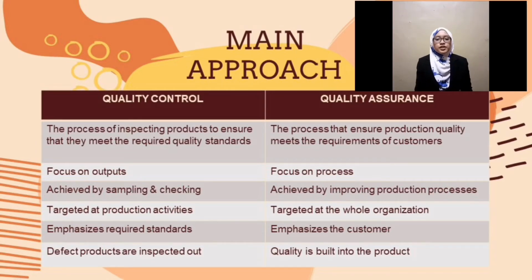While quality assurance is the process that ensures production quality meets the requirements of the customer. Quality assurance focuses on the process. It is achieved by improving the production process. It targets the whole organization and it emphasizes the customer. Quality is built into the product during the production. So basically, the difference between quality control and quality assurance is that quality control focuses on the output only, while quality assurance focuses on the production stage, the development stage.